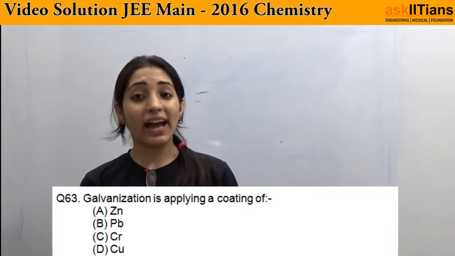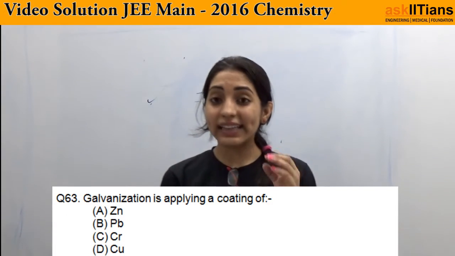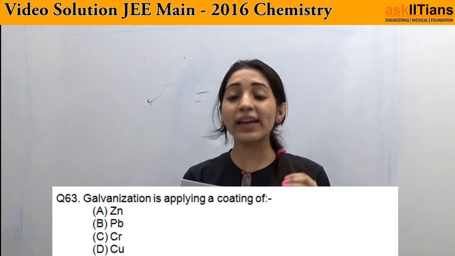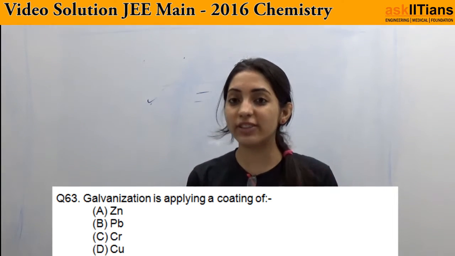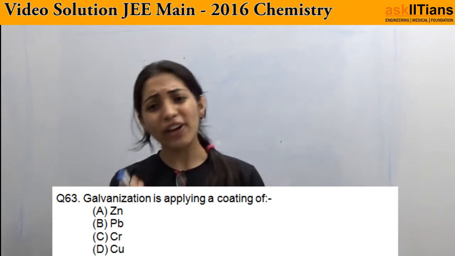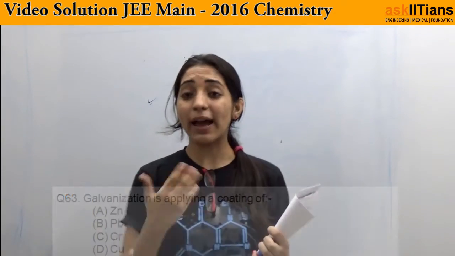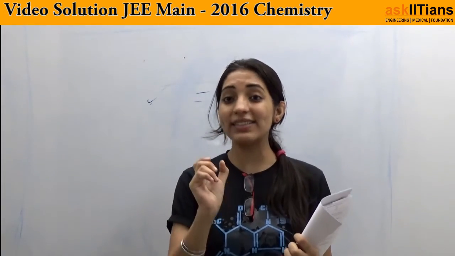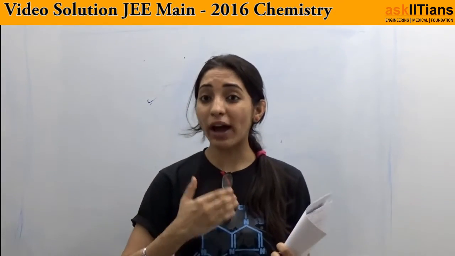So students, now let us come over to the third question, and the third question says that galvanization is applying a coating of which particular element. So a very basic thing in this chapter. Now this question can be either taken up from the chapter extraction, or it can also be called a question from the chapter electrochemistry, because in electrochemistry you have learned the techniques for saving the metal ions.